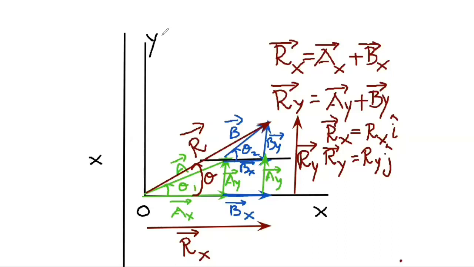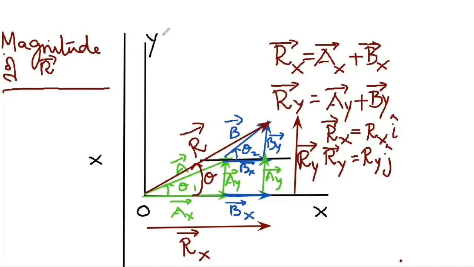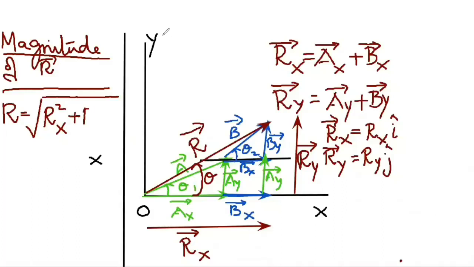Now let us find the magnitude of this resultant vector R. Now we have studied in class 9th how to find the magnitude. So give the heading magnitude of vector R, and we have also discussed it already in our previous lectures. Magnitude of vector R. This is R is equal to under root by Pythagoras theorem Rx square plus Ry square.